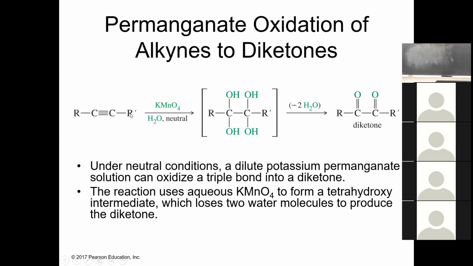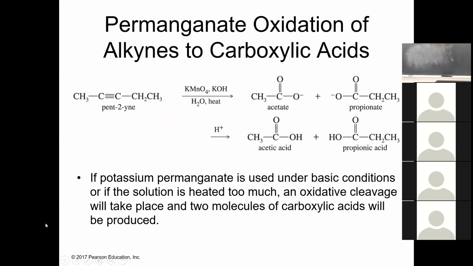So when we have an alkene, we add two hydroxyl groups with cold dilute KMnO4. And then, because this is a triple bond, we add two more. This intermediate is unstable. It immediately loses two waters to give us a diketone. If we use hot or warm KMnO4, that completely splits the triple bond.